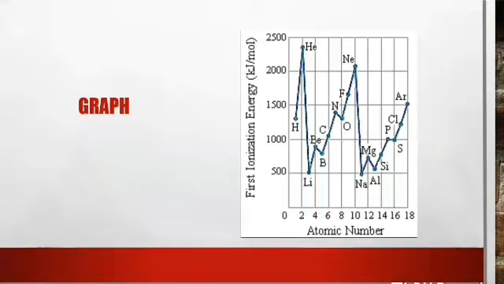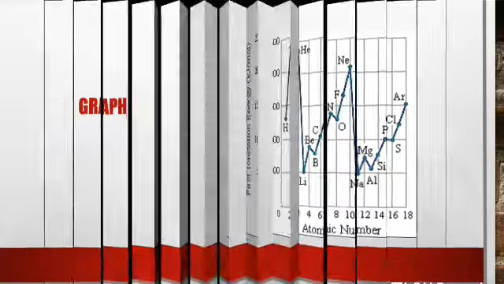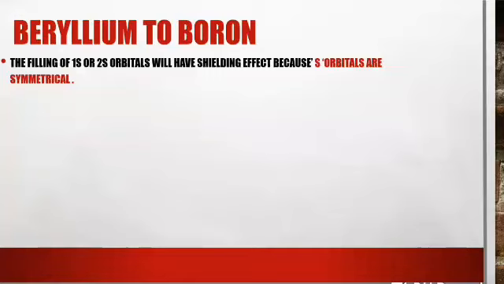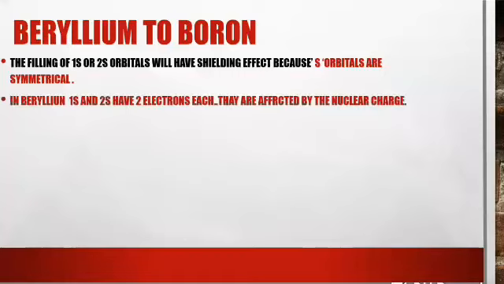From beryllium to boron, ionization energy decreases. Now look at this, beryllium to boron. The filling of 1s or 2s orbitals will have a shielding effect because s orbitals are symmetrical. In beryllium, 1s and 2s have 2 electrons each. They are affected by the nuclear charge.